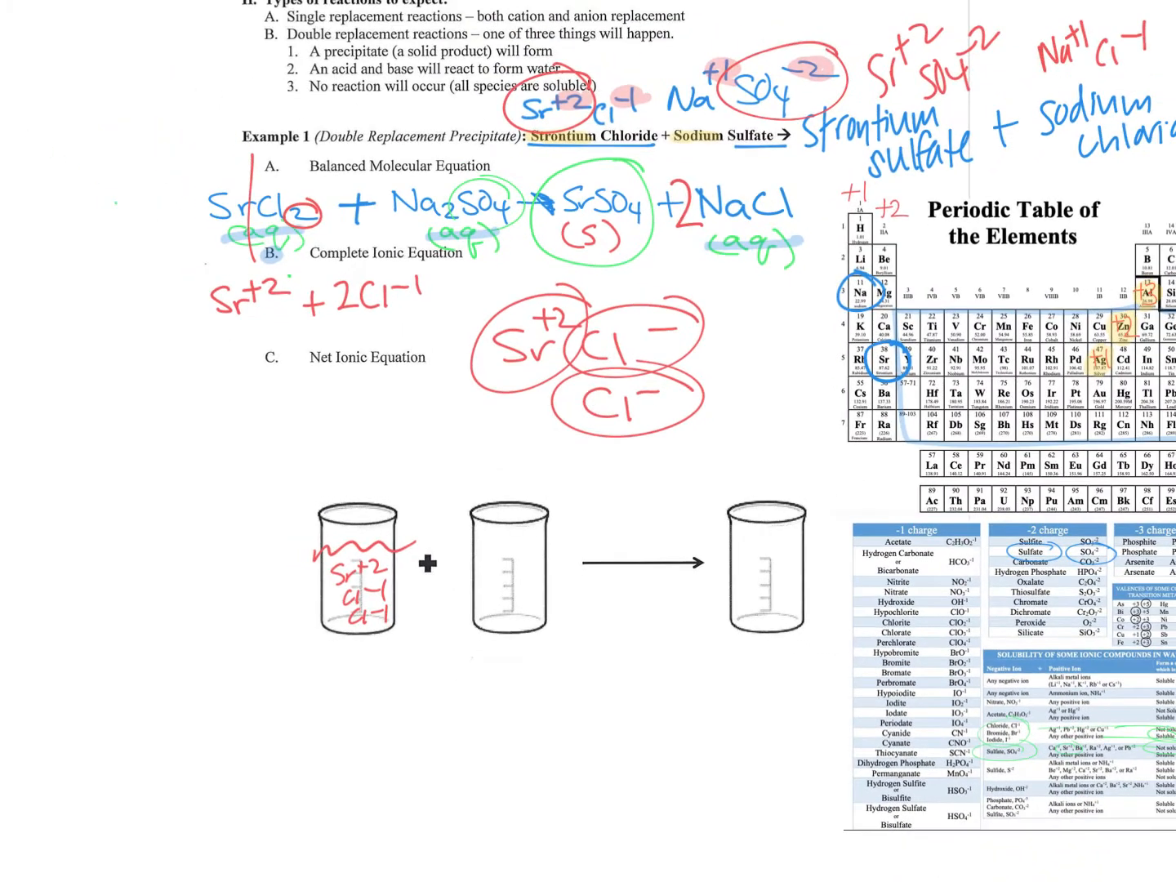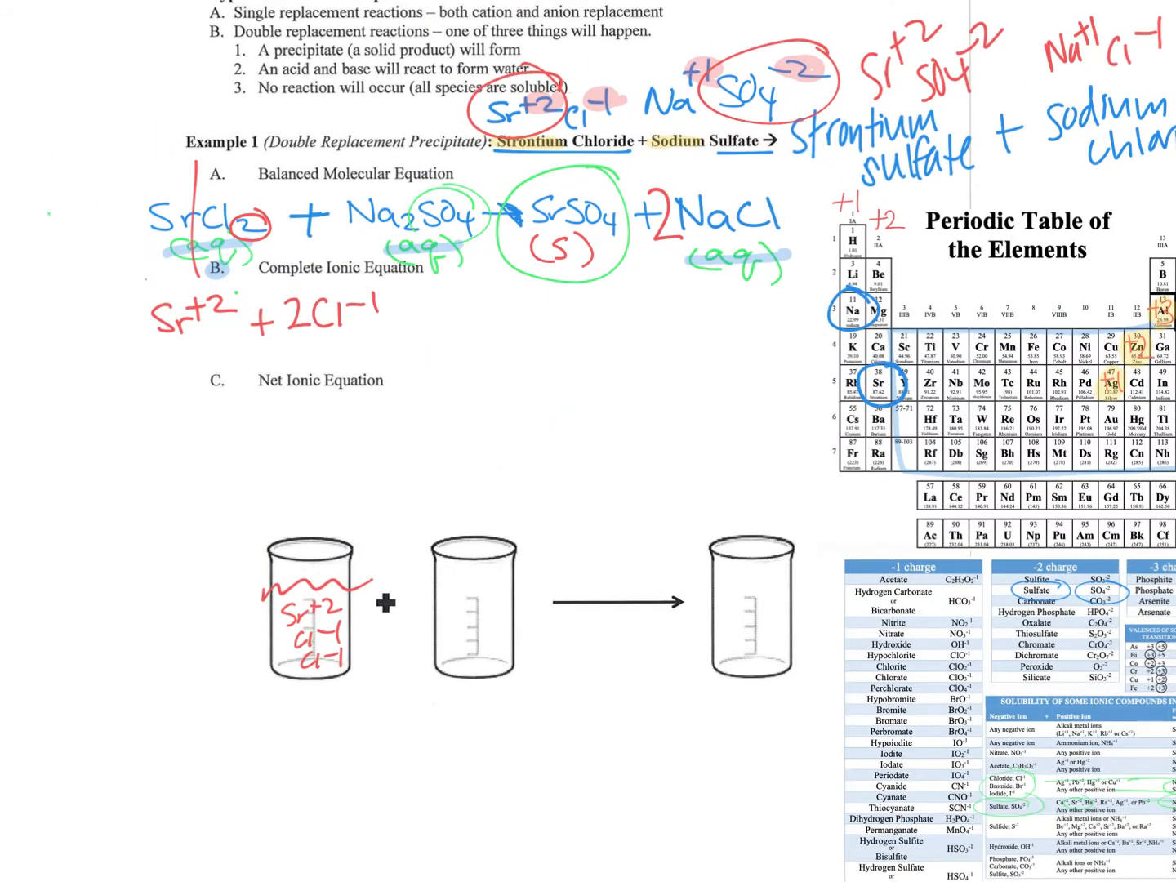floating around separately. The nice thing about step B is whatever state of matter you had in A just carries down. So when strontium chloride dissolves, both pieces are still aqueous. You just carry that state of matter down. So step B, I often call the breakup phase. Anything that's aqueous, we are going to break up that compound, which is what it does in water.